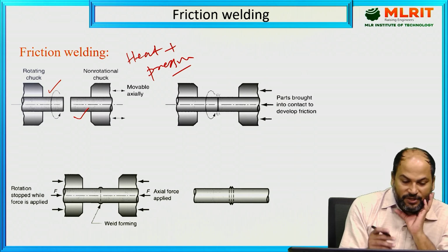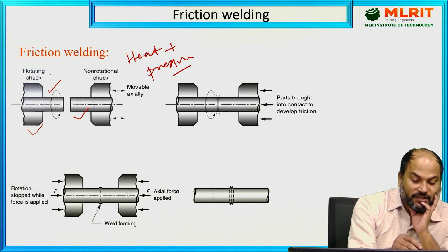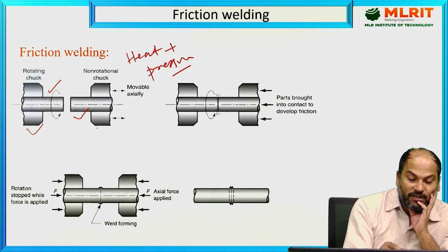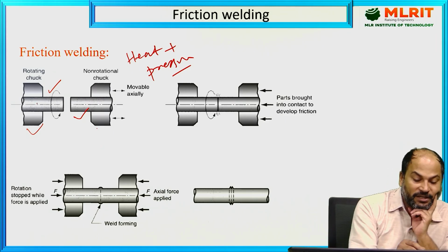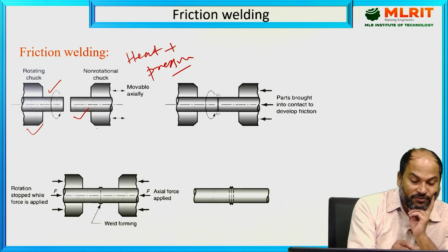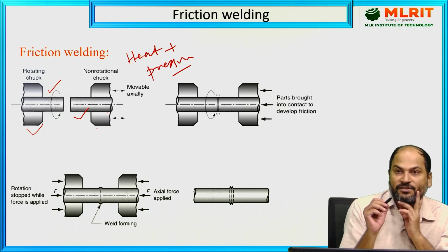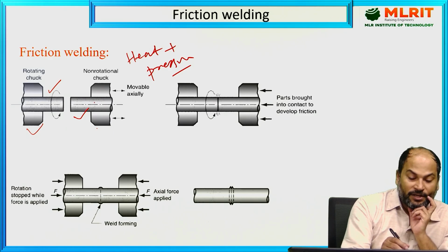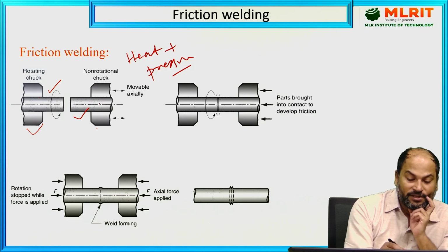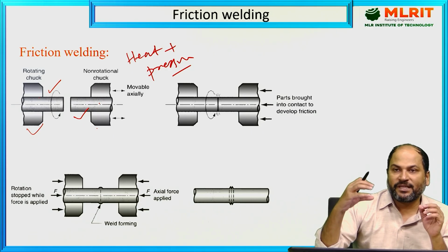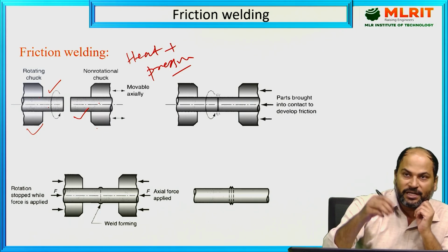So how it actually works: this is the one part which is fixed, and this is the other part which is movable, meaning it can rotate on its axis. Sorry, here it has been shown this part can rotate and this part is fixed. So what will happen in the first step? This is the pipe we have to weld with this one. One pipe is kept fixed and another is capable of rotating on its axis.